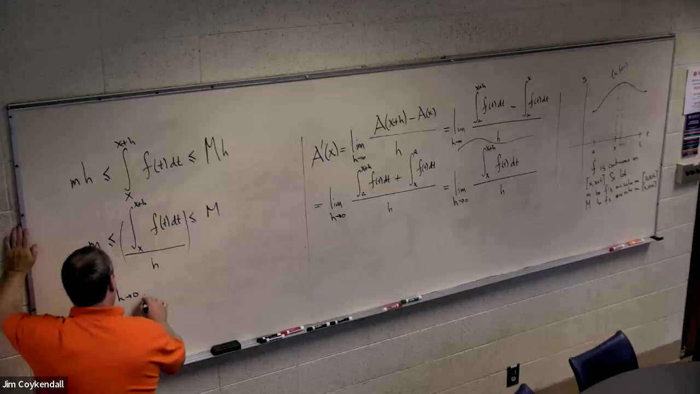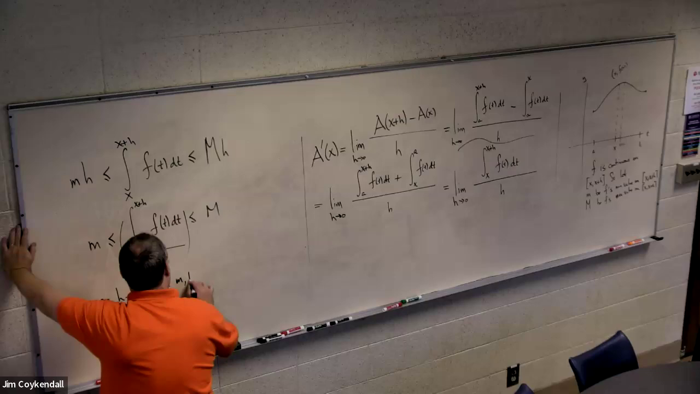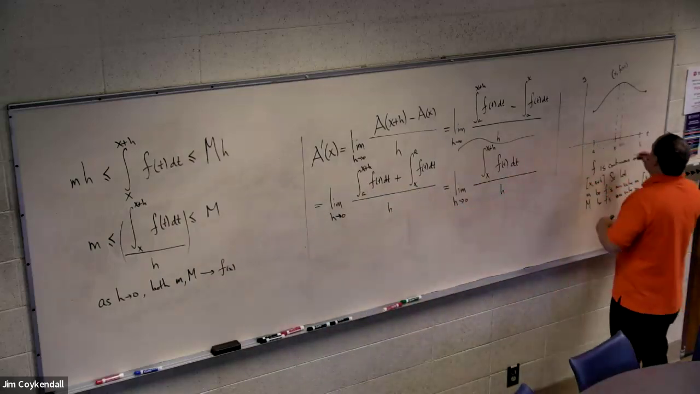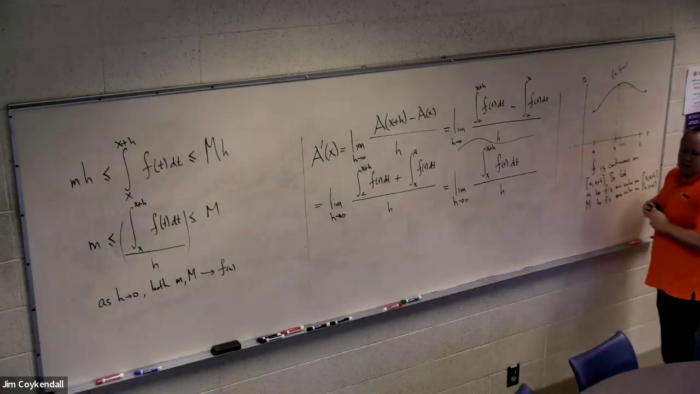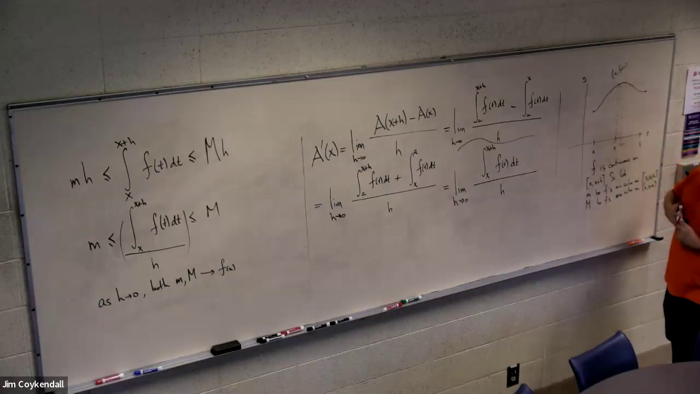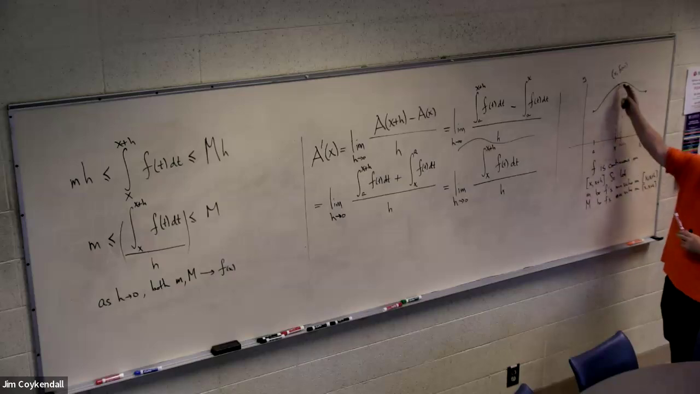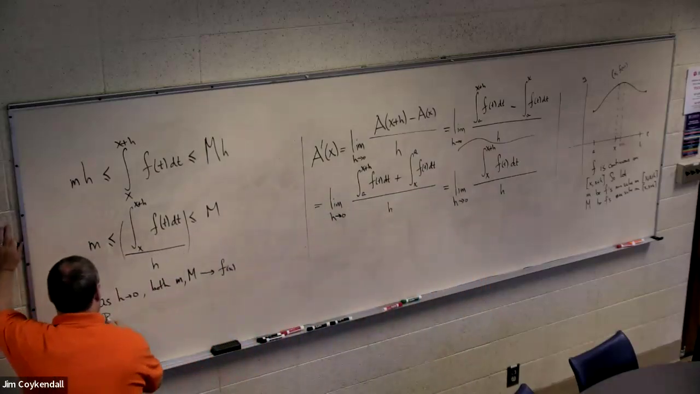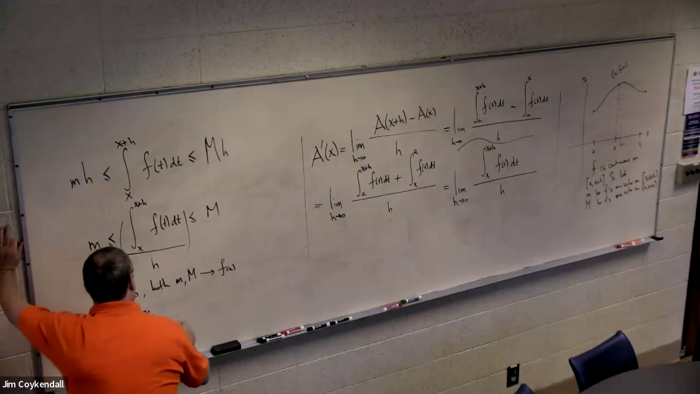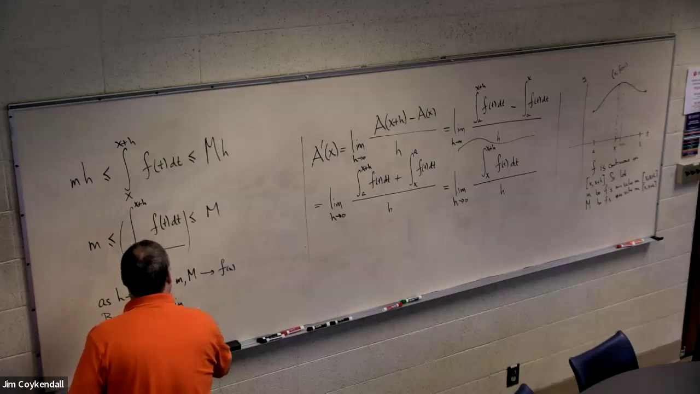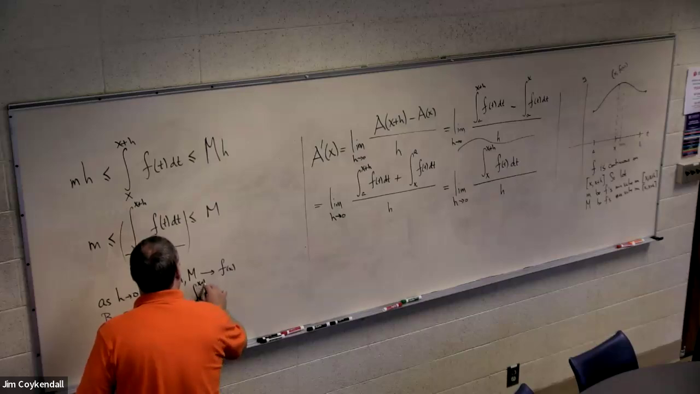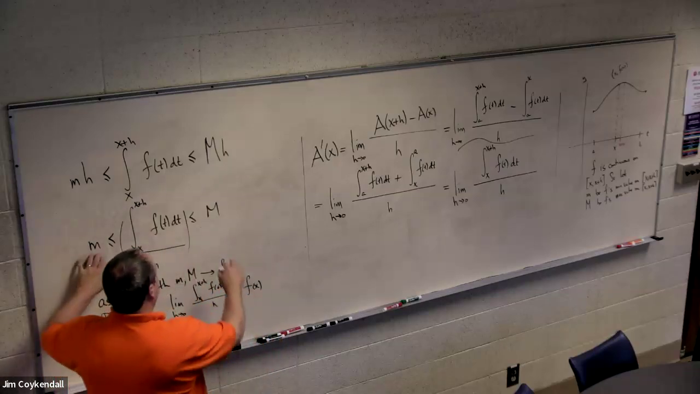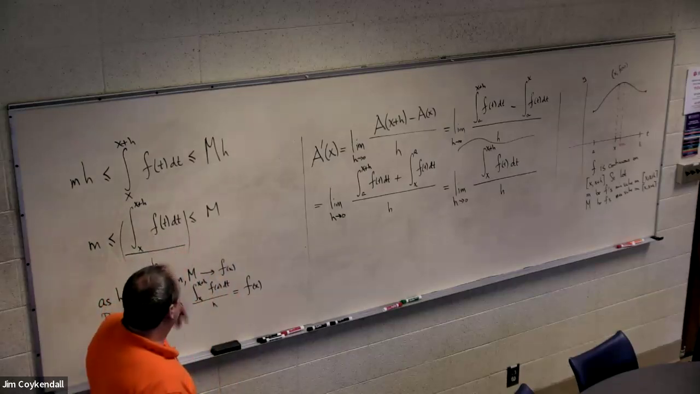As h goes to 0, both m and capital M go to f of x. Because as h gets smaller and smaller, imagine it getting smaller and smaller, its minimum and maximum values get closer to f of x. Remember, the black vertical line here on the left is static, and this is sliding in this way. So the minimum and maximum values are getting closer to f of x. So by squeeze, the limit as h goes to 0 of the integral over h is f of x. Because both of these go to f of x, and this is squeezed in the middle. All right, so squeezed there and gives us this.